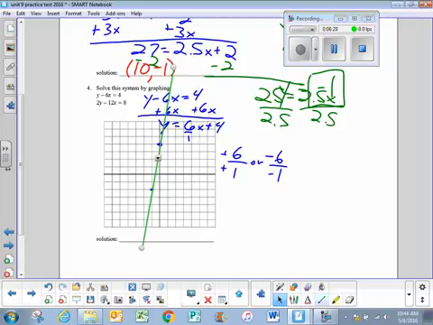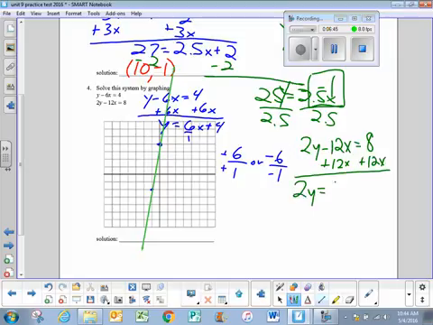Okay? So, let's take a look at the second equation. 2y minus 12x equals 8. Okay? We need to get y alone, right? Add 12x. 2y equals 8 plus 12x. Divide both sides by 2, and what do we get? We get y equals 4 plus 6x.